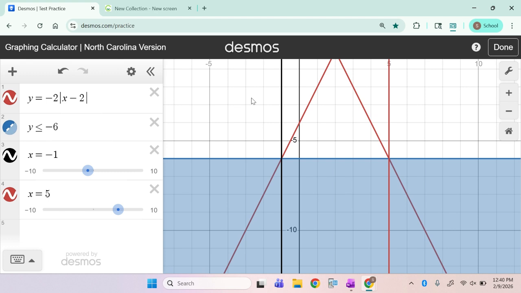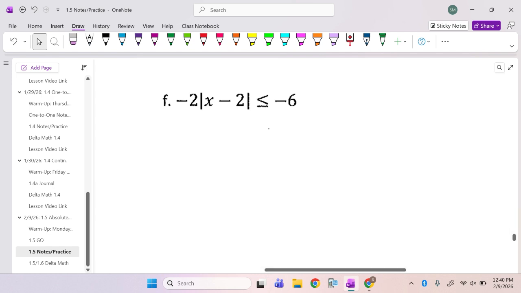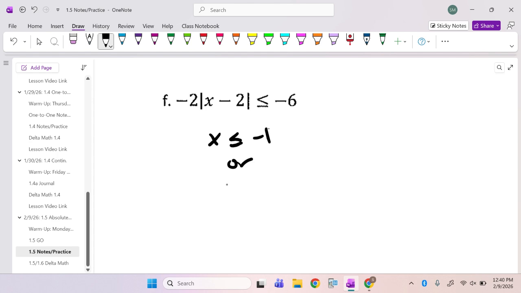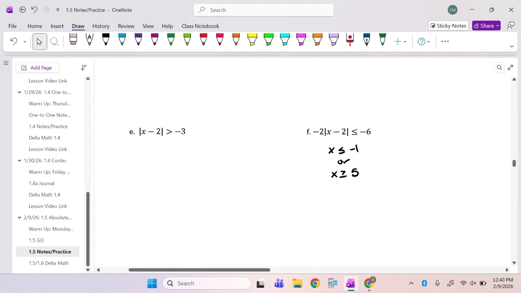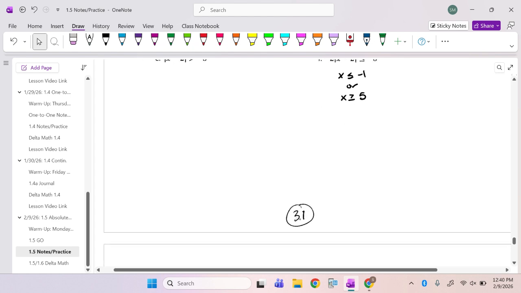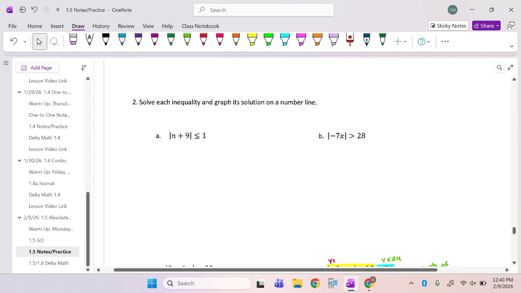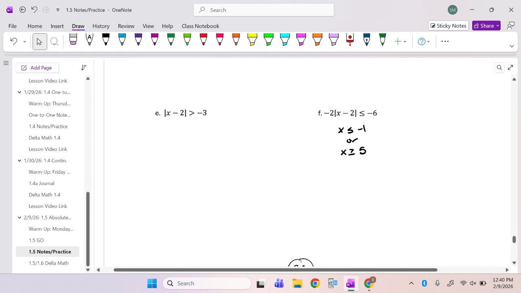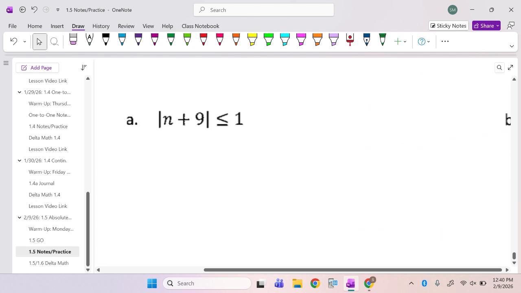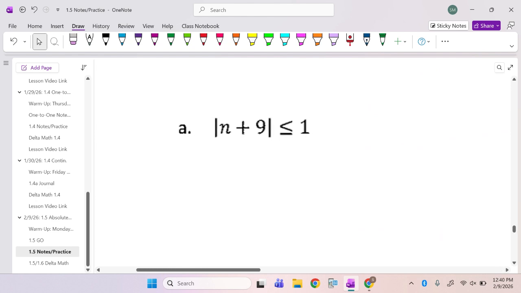All right, let's do one more. I want you guys to try one more on your own, and then we'll call it a day. So for the previous one, the answer was x is less than or equal to -1, or x is greater than or equal to 5. So let's finish it up with letter A. Do letter A on your own.